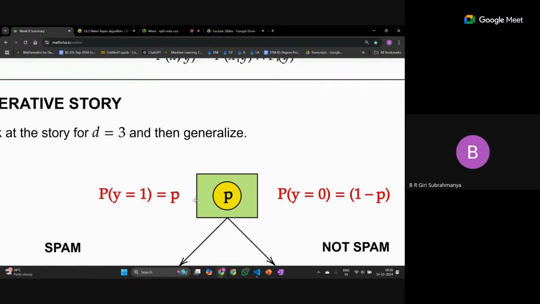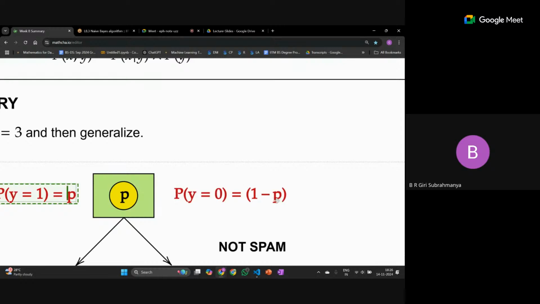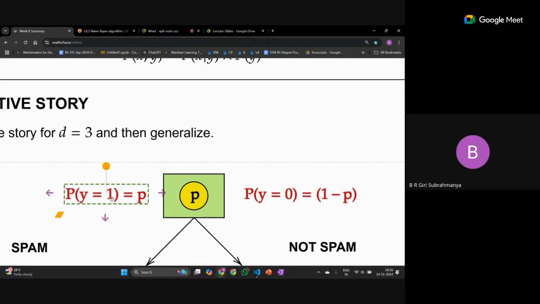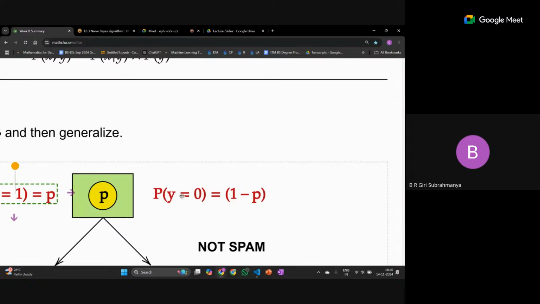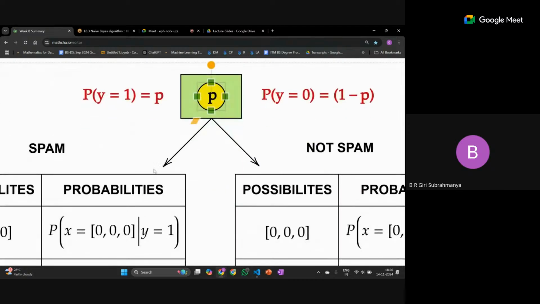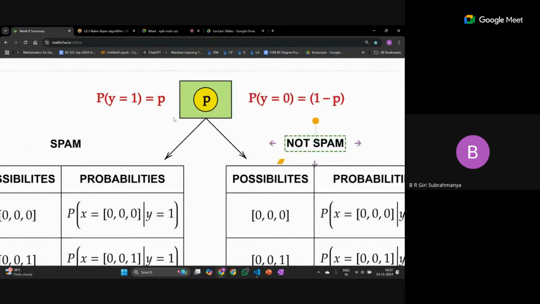If this is the distribution, then there's going to be some probability with which you're going to get a head, and some probability with which you're going to get a tail. The sum of both should be 1. So probability of heads is going to be p, and probability of tails is going to be 1 minus p. What does this mean? The probability that an email is spam is given by p, and the probability that an email is not spam is given by 1 minus p. So when you flip the coin, if you get heads, you will go this way. If you get tails, you're going to go this way. Now let's say you flip the coin once, you get heads. So you're going to say that the mail is spam.